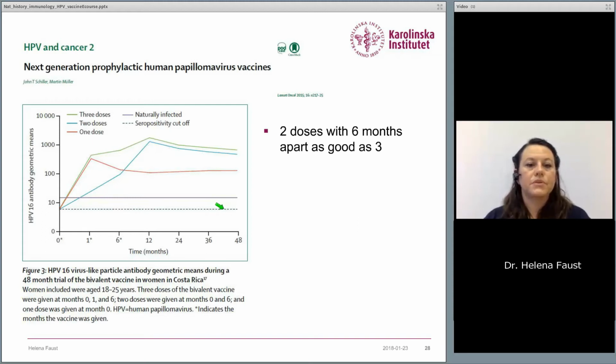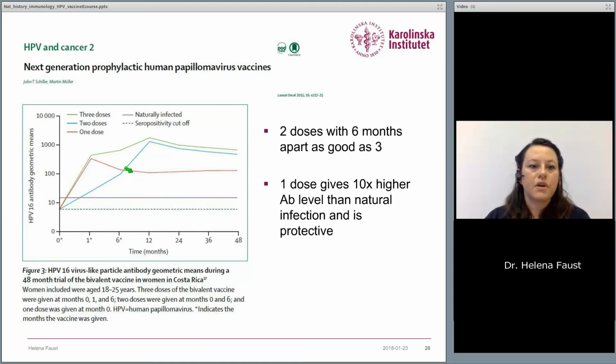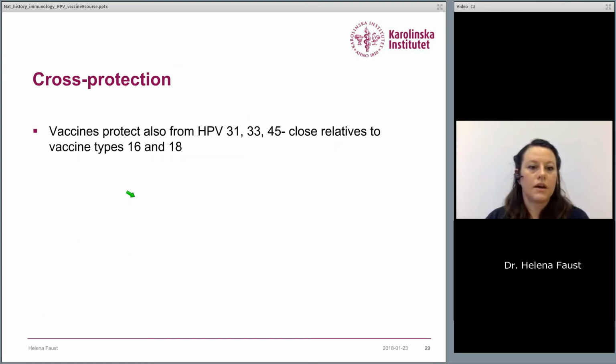So what about dosage? Originally 3 doses were always used, but now it has been shown that if you use 2 doses 6 months apart, it gives almost as high a level. And if you give just 1 dose, it's still about 10 times higher than the natural levels. That shows that even 1 dose gives protection.